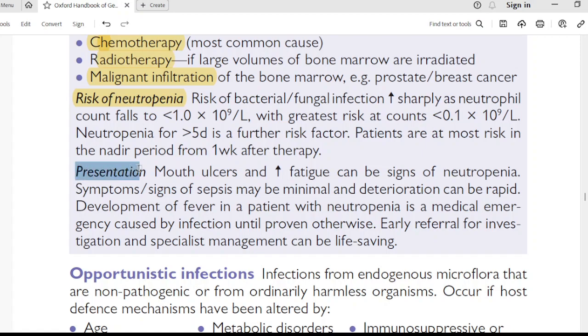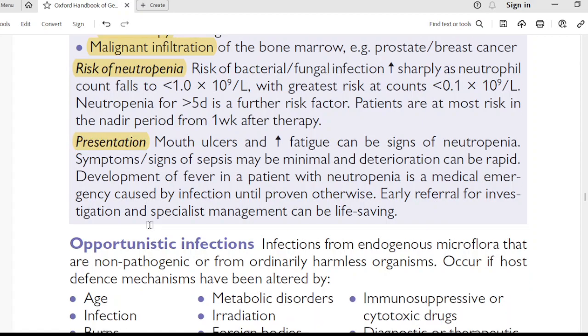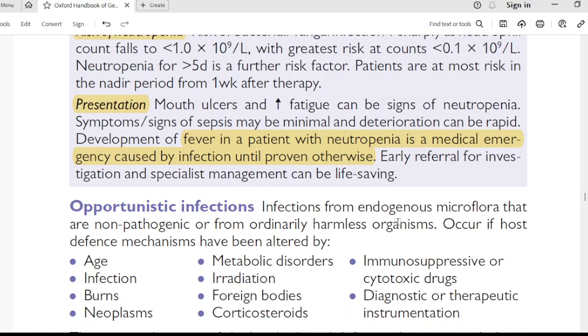Presentation. Mouth ulcers and increased fatigue can be signs of neutropenia. Symptoms and signs of sepsis may be minimal and deterioration can be rapid. Development of fever in a patient with neutropenia is a medical emergency, caused by infection until proven otherwise. Early referral for investigation and specialist management can be life-saving.